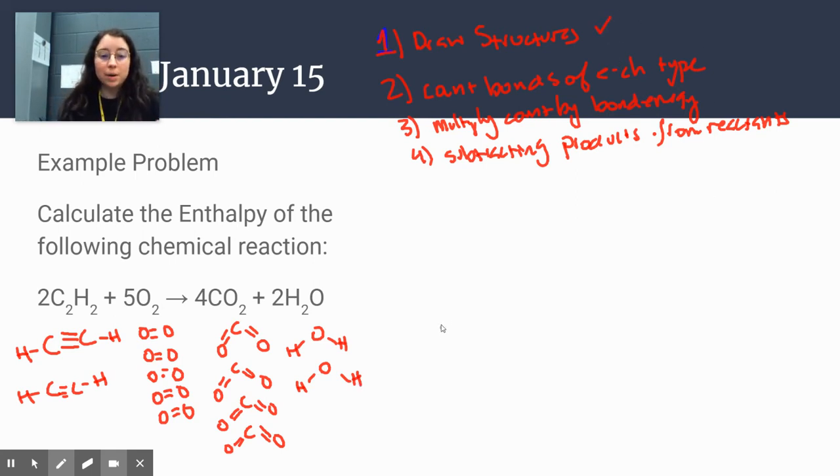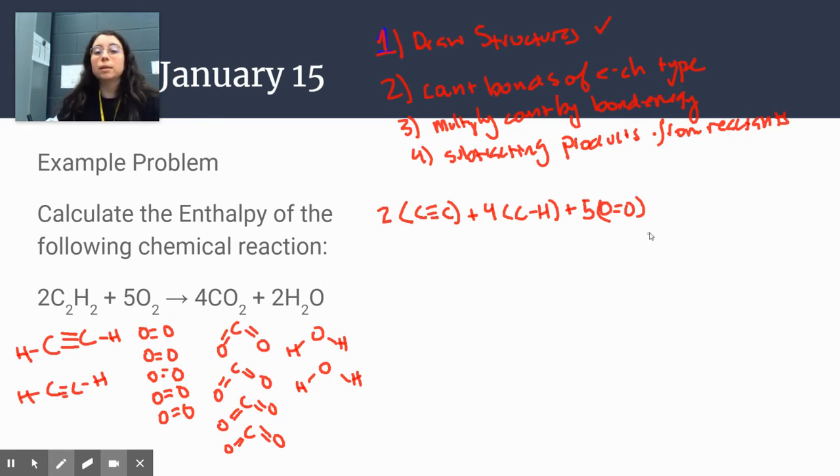Ding. Now we're going to count the bonds of each type. So I have 1, 2 carbon triple bonds to another carbon. And then I have 4, 2 times 2 is 4, of the carbon hydrogen single bonds. I have 1, 2, 3, 4. So I have 4 carbon hydrogens. And then moving on to my oxygens, I have 5 oxygen, oxygen, double bonds. And that's the end of my reactants.